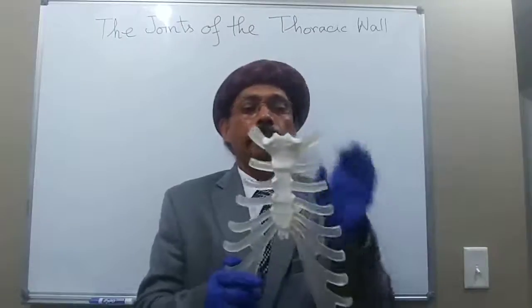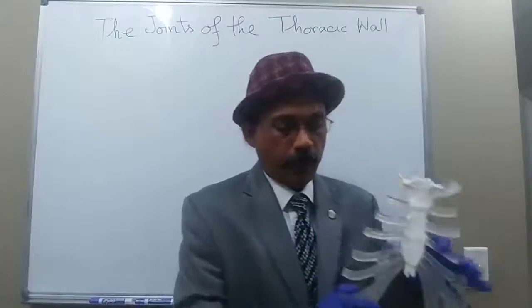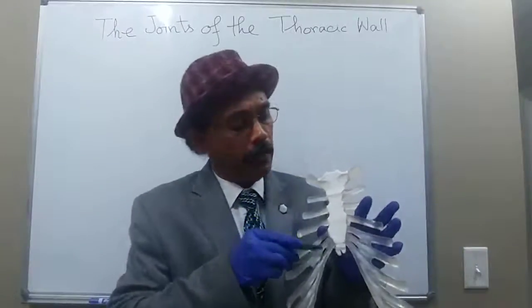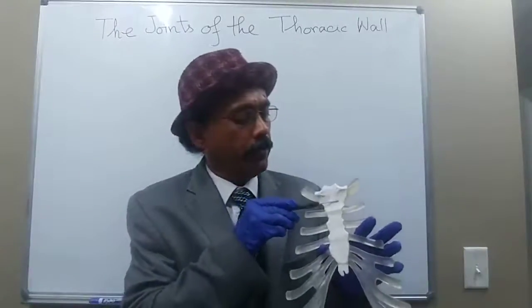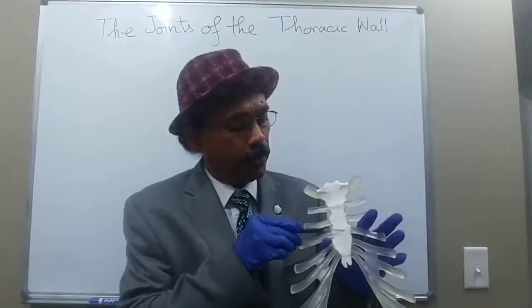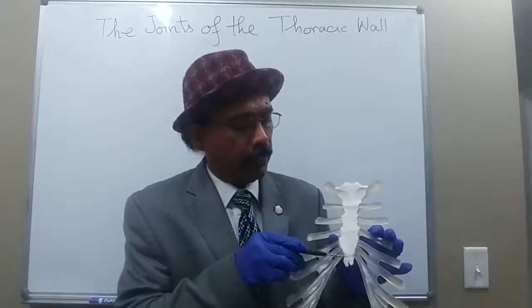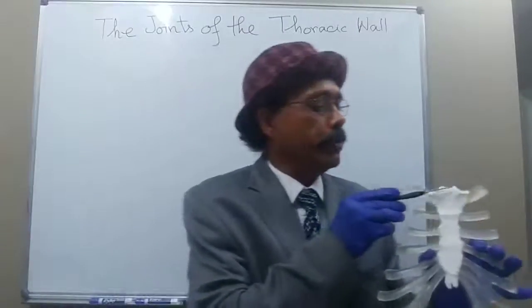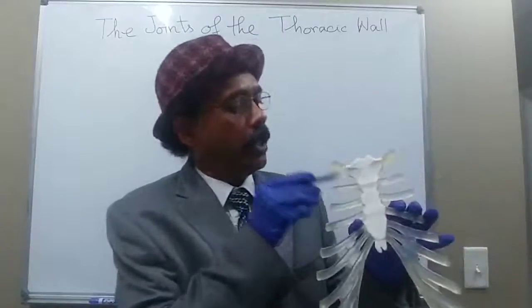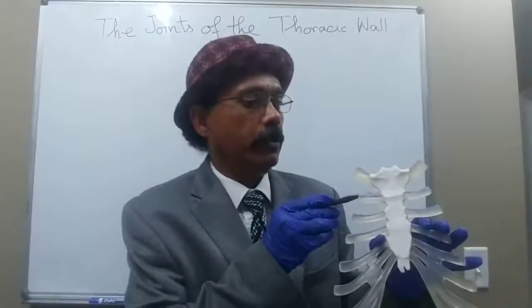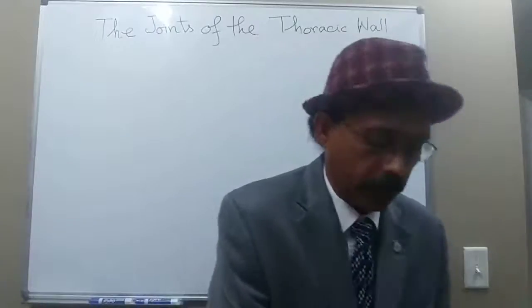We have the sternum here. The sternum has 3 parts. One is the manubrium sterni. This is the manubrium, this is the body of the sternum, and this is the xiphoid process. The joint between the manubrium and the body of the sternum is the manubriosternal joint. We'll go through that joint.